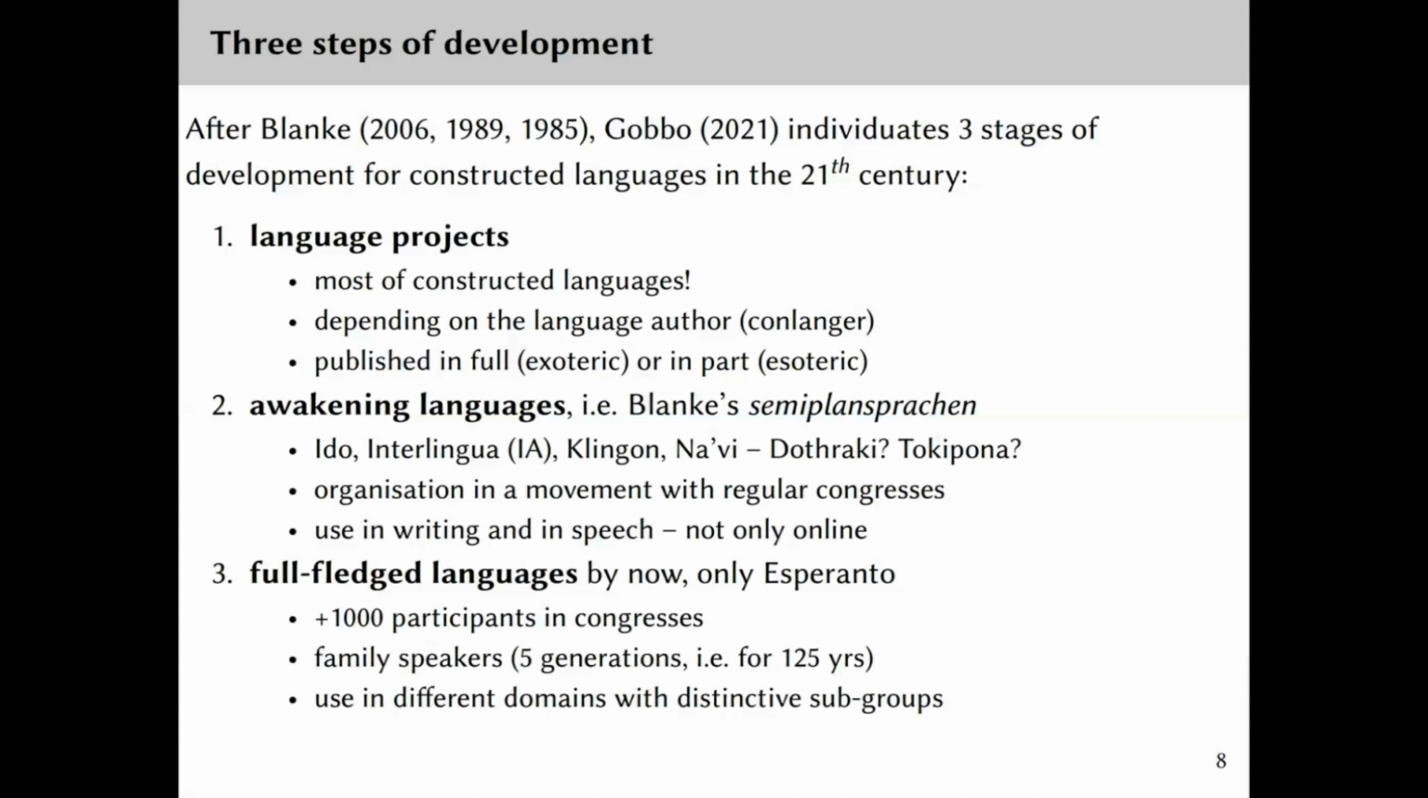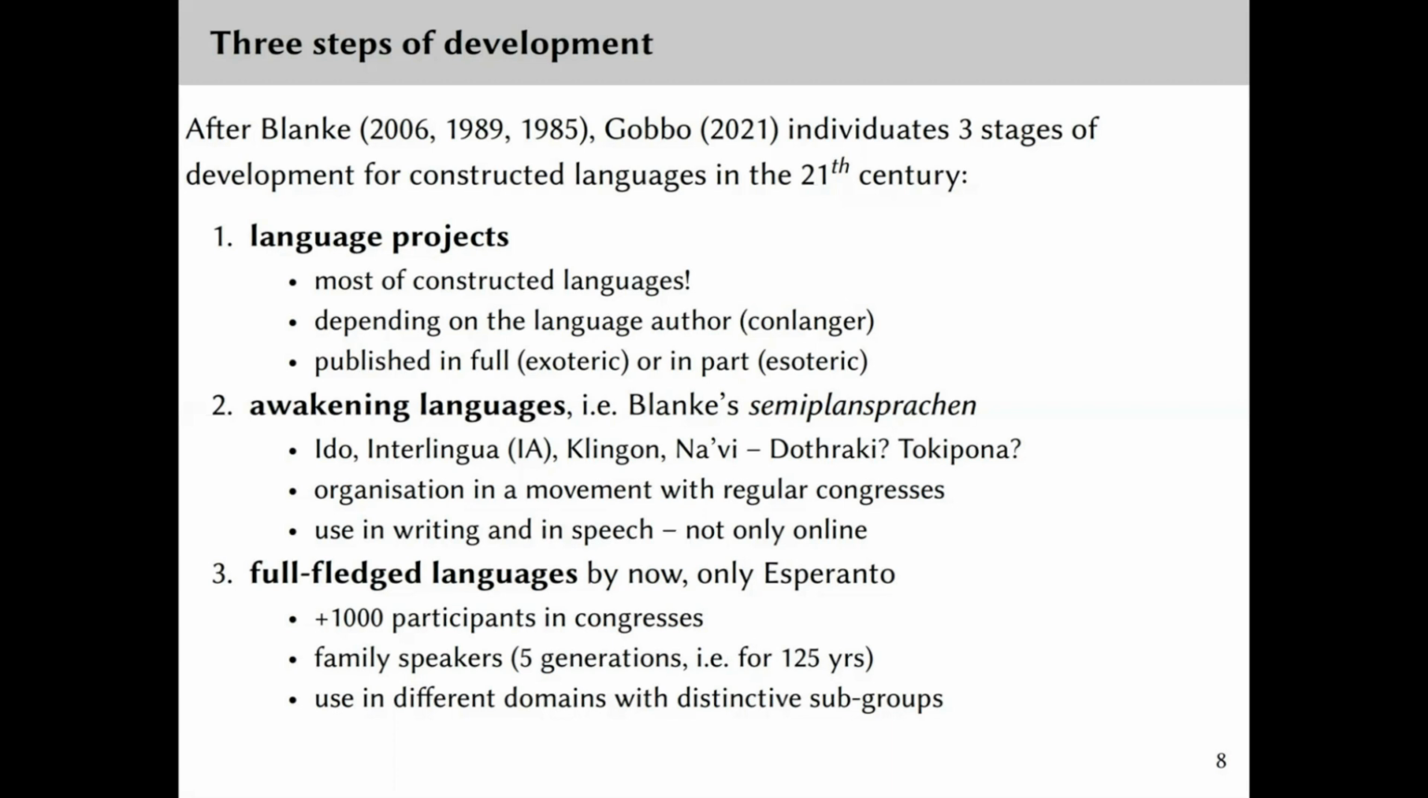Step 2, what Blanke called Semi-Plansprachen in German, semi-planned languages, which is terrible. So I prefer to say awakening languages, languages that wake up. We have some examples here: Interlingua of the International Auxiliary Language Association, IALA, a traditional rival of Esperanto, and then I can also add Klingon, Na'vi, maybe Dothraki and Toki Pona, which are languages not meant for international communication, but meant either for a form of art or expression, Hollywood, like Klingon for Star Trek, Na'vi for Avatar, Dothraki, the most famous language of the Game of Thrones universe, and Toki Pona, which is a philosophical language used to have a positive meaning of life.